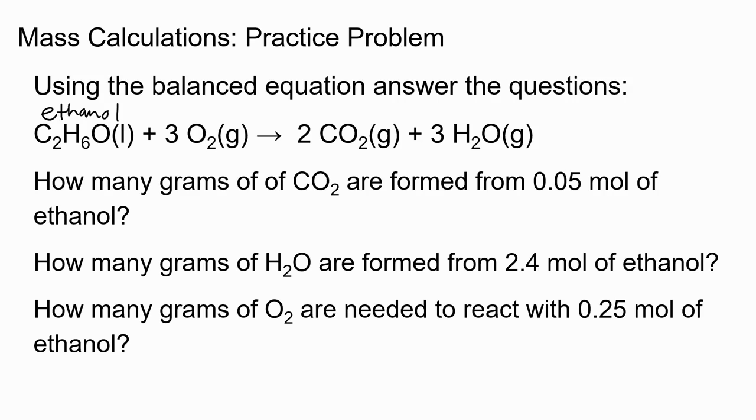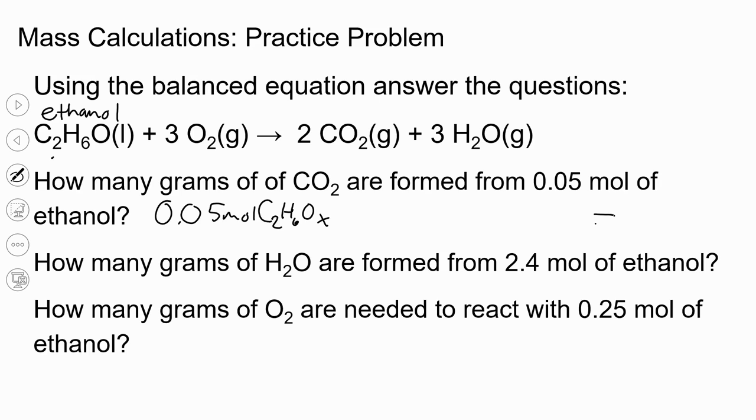Are we ready? Okay. So we're going to start with 0.05 moles of ethanol, which is C2H6O, and we need to end up with grams of CO2. The first thing we need to convert is moles of ethanol to moles of CO2. So what will our first conversion factor look like? 2 moles CO2. Good. Over 1 mole C2H6O. Good.